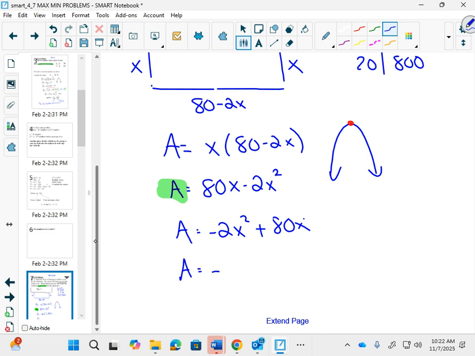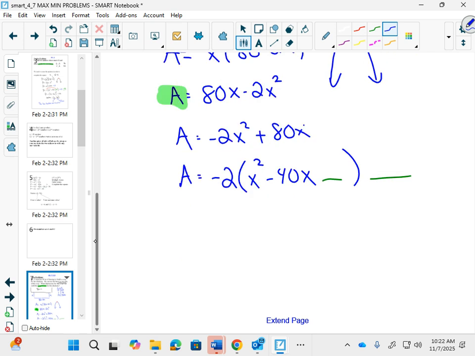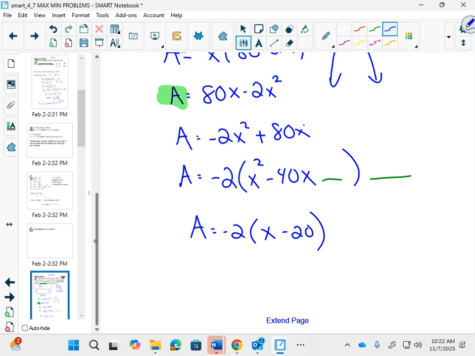So how do I complete the square? I take the negative 2 out of the first 2 terms. Leave a space here. There technically was a plus 0. Leave a space here. The minus 40 is a hint. What does it have to be? 20. Minus 20. And if it's minus 20, what number goes in here? 400.